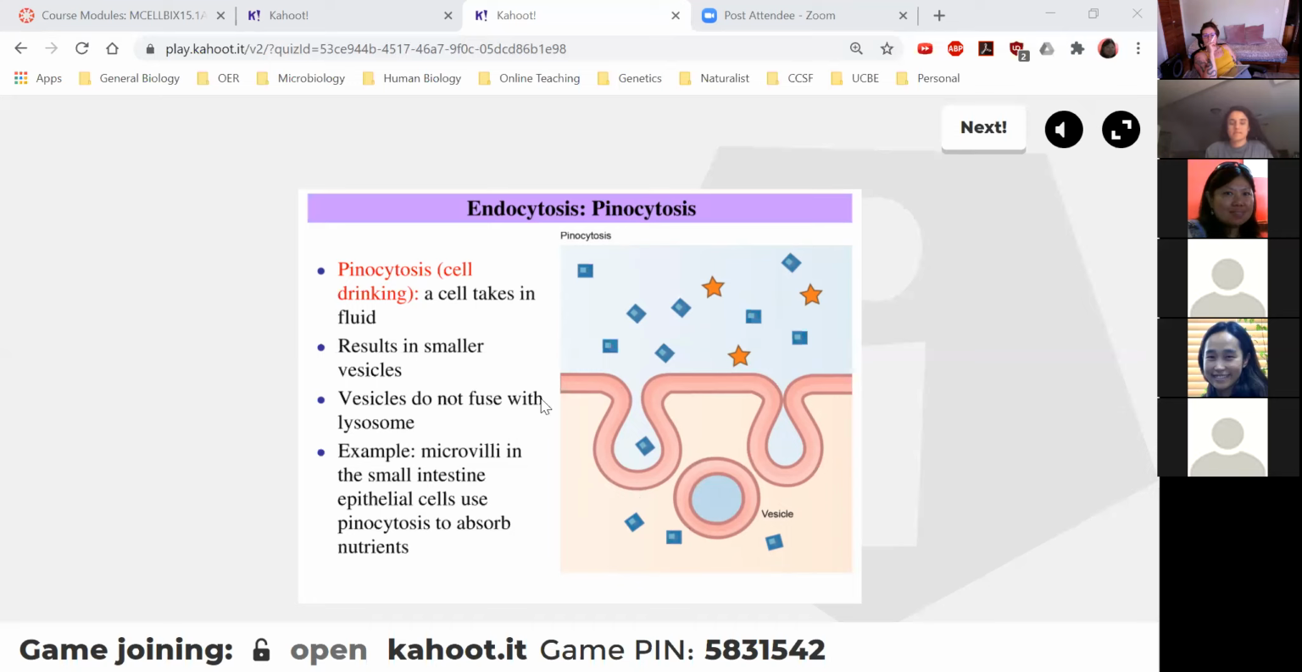An example of pinocytosis: if you think about your small intestine, these epithelial cells have a lot of microvilli to increase the surface area, and they actually use pinocytosis to absorb nutrients. So maybe small lipids and stuff like that.